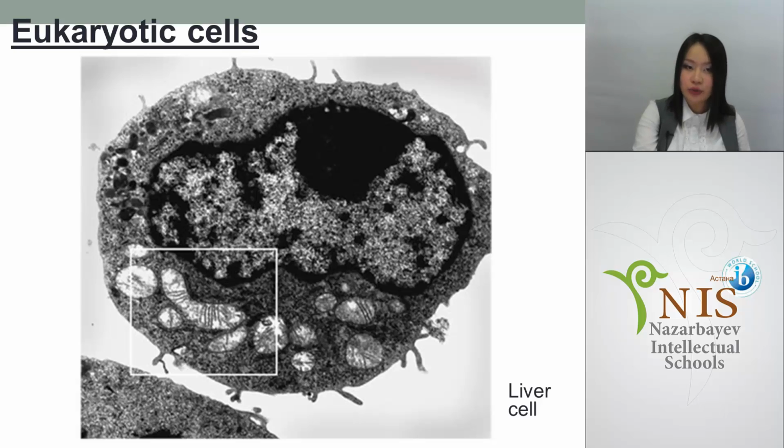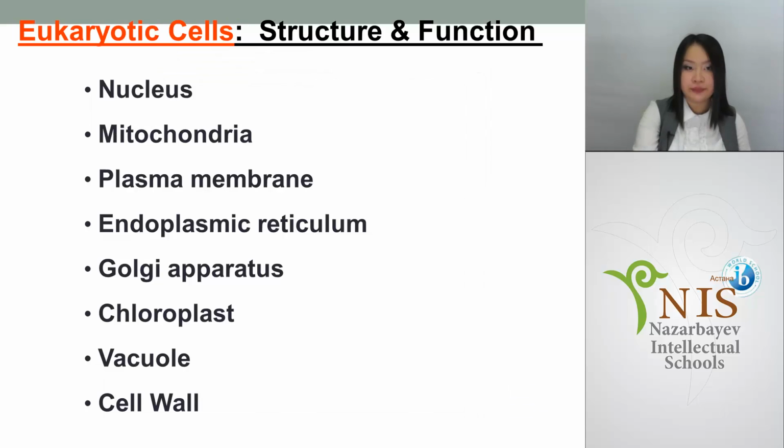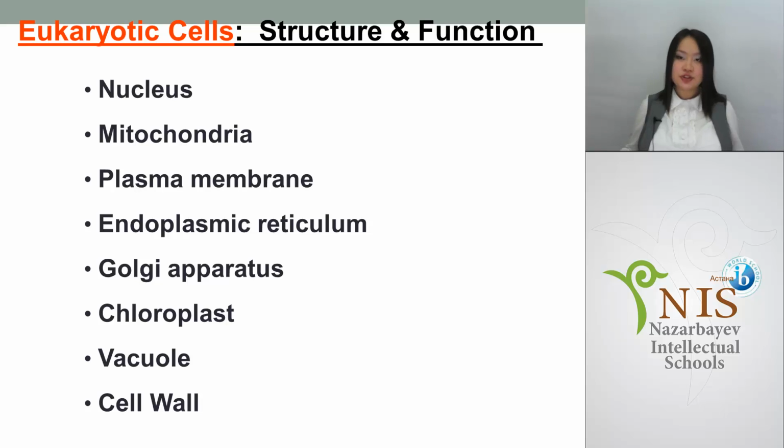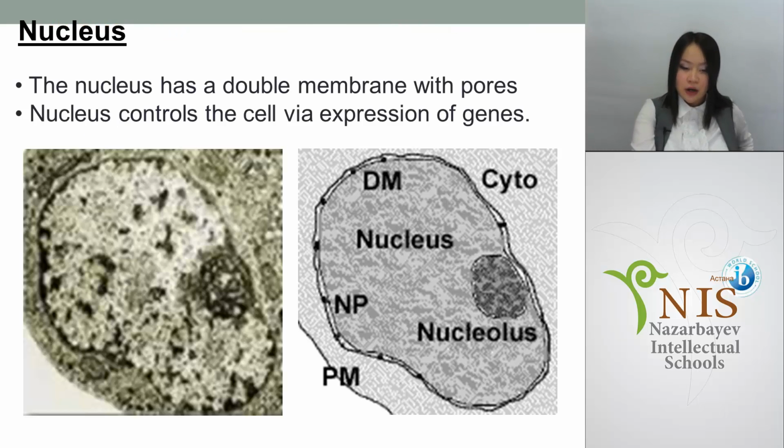Now we'll look at eukaryotic cells. Here in this picture you have a liver cell. Eukaryotic cells, structure and function. I will name the basic ones: nucleus, mitochondria, plasma membrane, cytoplasm, Golgi apparatus, chloroplast, vacuole, and cell wall. First, we'll look at the nucleus. Do you remember it was labeled 2 in the first animal cell picture?